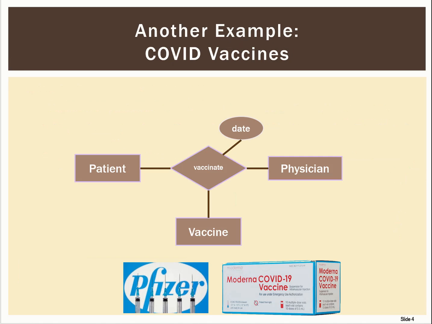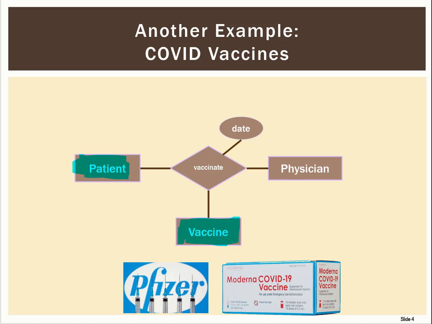Let's try another ternary relationship. Here we'll talk about keeping track of COVID vaccines. And so we have patients, and we have physicians, and we have the vaccine. And these are all taking part in the vaccinate relationship. So let's try to identify the cardinality. First, we will start with a patient and a vaccine.